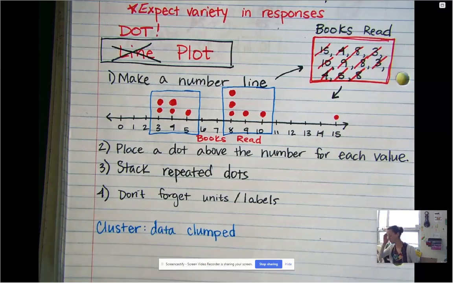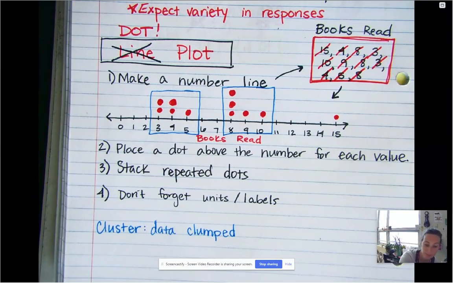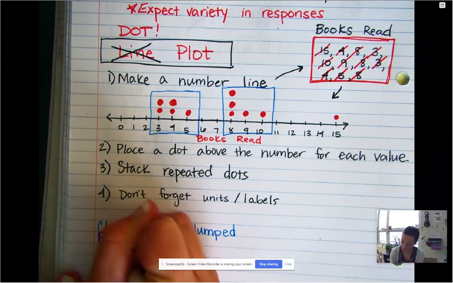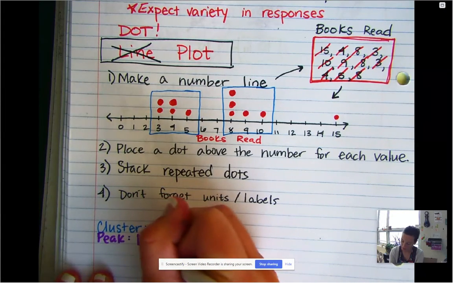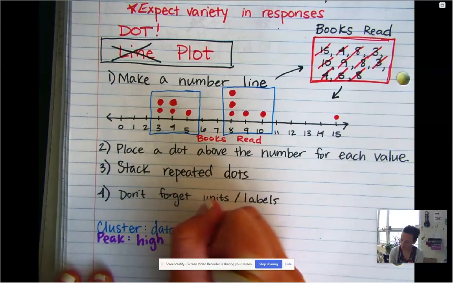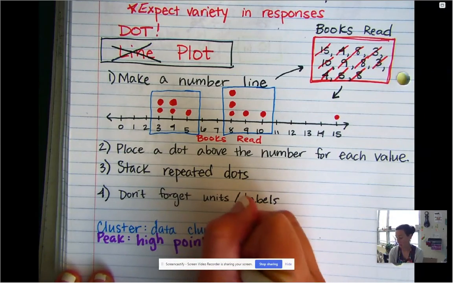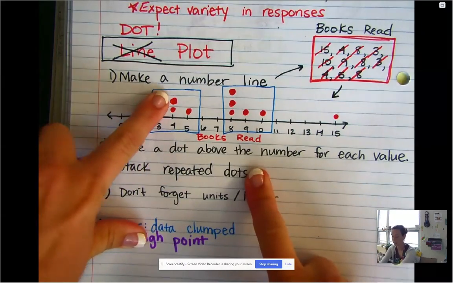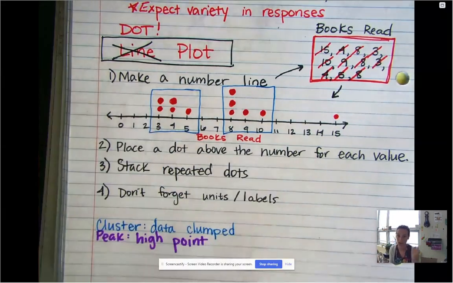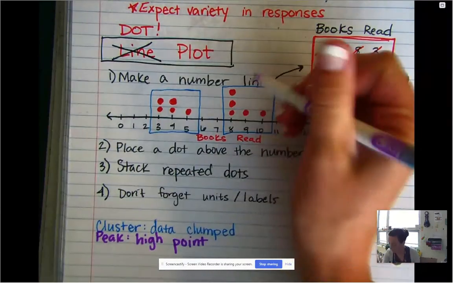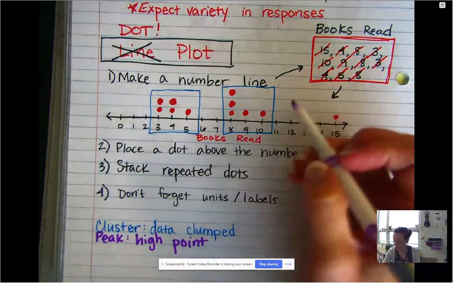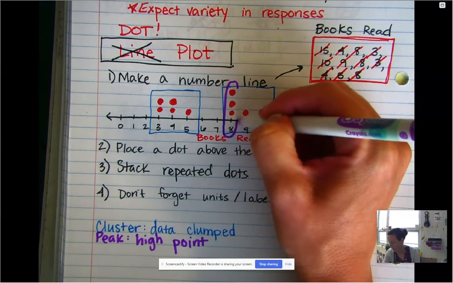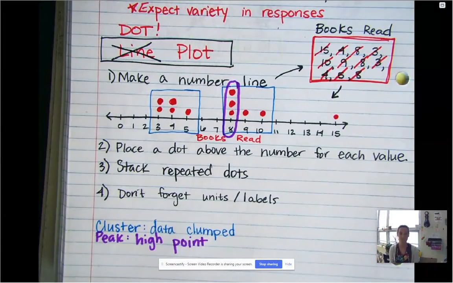We also look for peaks. So a peak is just what it sounds like. It's the highest point. And sometimes we might have 2 really high points. Like, let's say one more person had said they read 4 books. We would just say we had 2 peaks. But in this case, we only have 1 peak, and that is 8. So 8 is our peak.